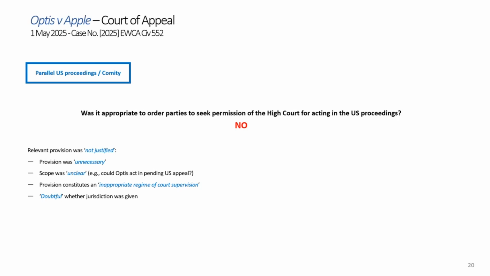It was unclear. But at the end of the day, also looking maybe at comity again here as a factor, the court said that this provision constitutes an inappropriate regime of court supervision, and it should not have been granted in this form. So again, in line with what the court had said regarding the damage awards here, this intervention with blocking or hindering the parties to have proceedings in parallel was seen very critically by the Court of Appeal.